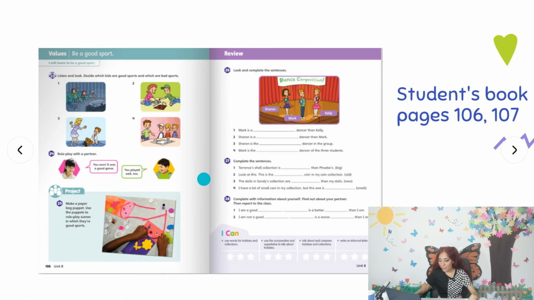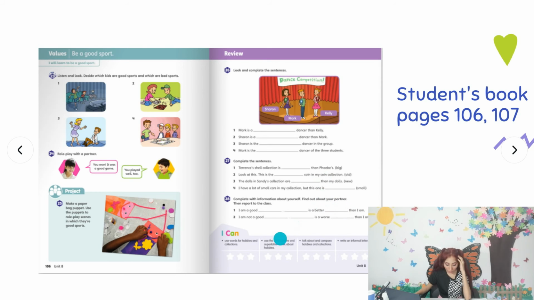Number 3, the dolls in Sandy's collection are blank than my dolls. And the adjective is new, newer or newest, okay? Number 4, I have a lot of small cars in my collection, but this one is blank small. The smallest, smaller, etc. ¿Ok? Comparative or superlative. Aquí no hay ningún adjetivo largo, no hay ninguno que sea irregular. Así que tú solo debes decidir si es un comparativo o un superlativo, si le añades ER o EST. ¿Ok?